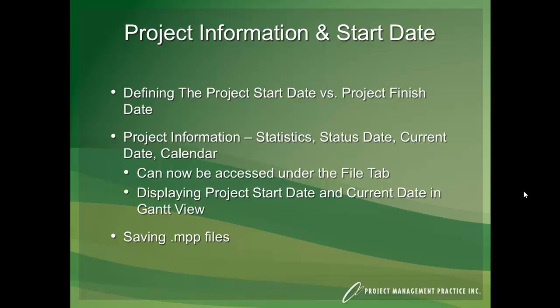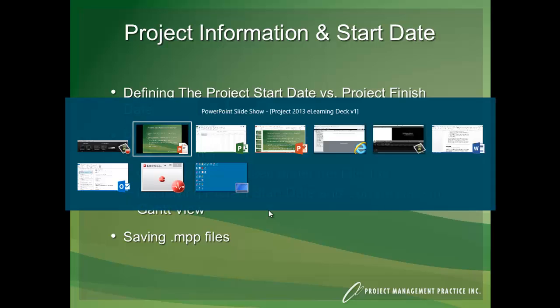Before you begin entering in task information about your schedule, you're going to want to define your project start date, and this is done in the project information dialog. In there, you'll also see the status date, the current date, a choice to choose your calendar, and statistics. You can also access project information under the File tab, and you can display your project start date and current date in the Gantt view. Then we'll simply talk about saving files in the MPP file format. So let's go have a look in Project.